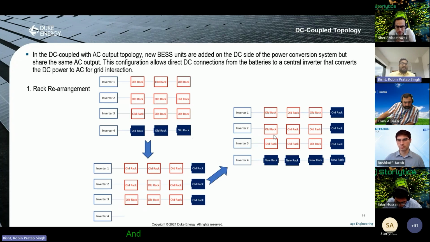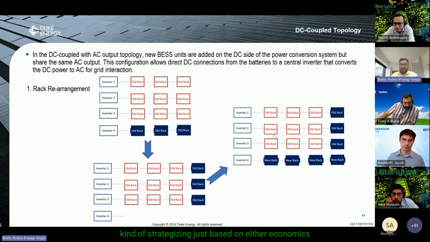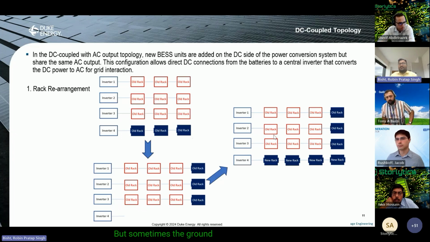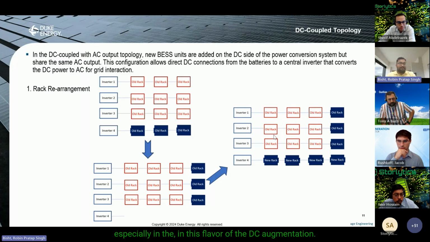Mishaps happen, and that could really cost you even more, just so that you can save some money on the front end. That's something we don't tend to consider when we're just looking at the theoretical aspect of strategizing based on economics, how it's going to be dispatched, and degradation. But sometimes you have to consider ground realities, where you can't just go inside the rack and start rearranging everything. It just becomes way too complex, especially in this flavor of DC augmentation. That's one thing I wanted to put out there.